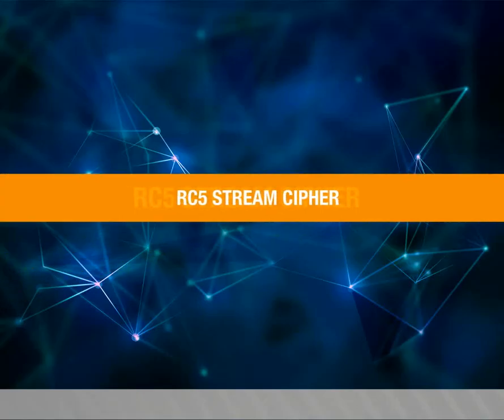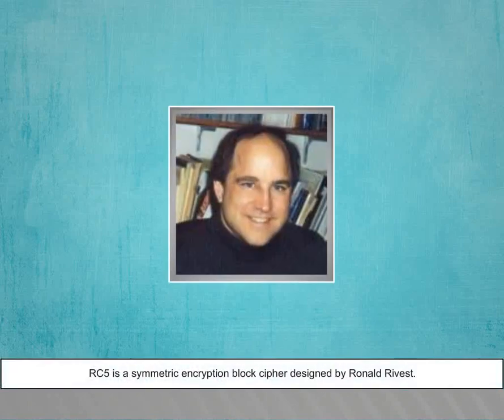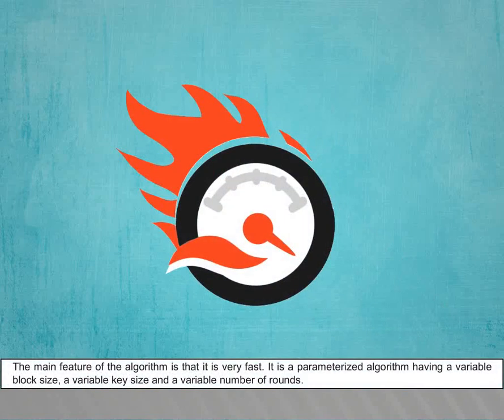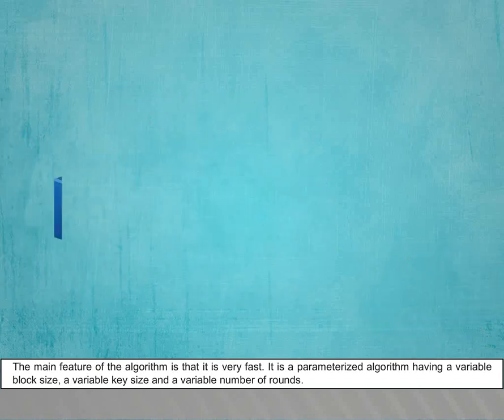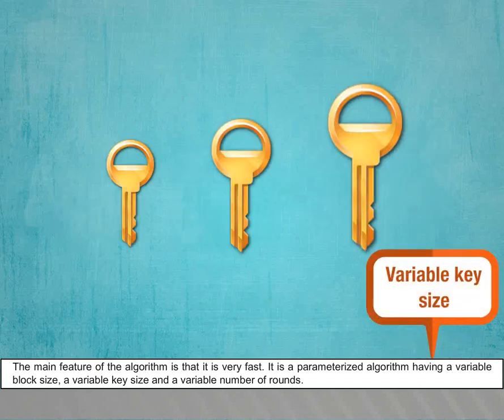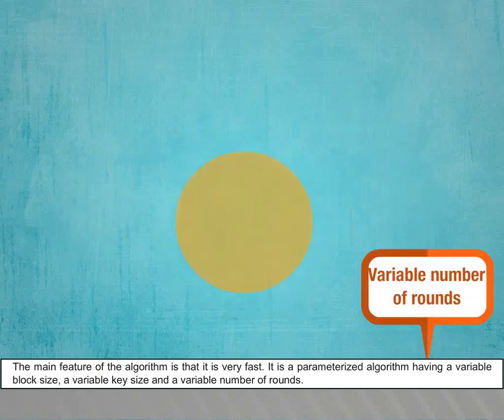RC5 stream cipher. In this video, we are going to see about the RC5 stream cipher. RC5 is a symmetric encryption block cipher designed by Ronald Rivest. The main feature of the algorithm is that it is very fast. It is a parameterized algorithm having a variable block size, a variable key size, and a variable number of rounds.